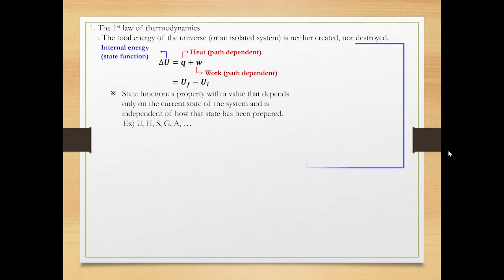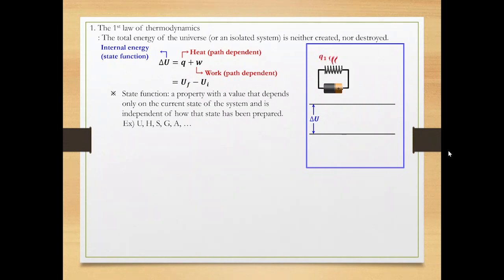Let me use an animated illustration to show the difference between state functions and path functions. Here is a battery that is fully charged. Delta U is the total energy of the battery when fully charged. All the energy of the battery can be consumed only for heating. The heat generated in this path of battery usage, or the heat generated in path 1, is denoted by Q1. Obviously, delta U equals Q1.